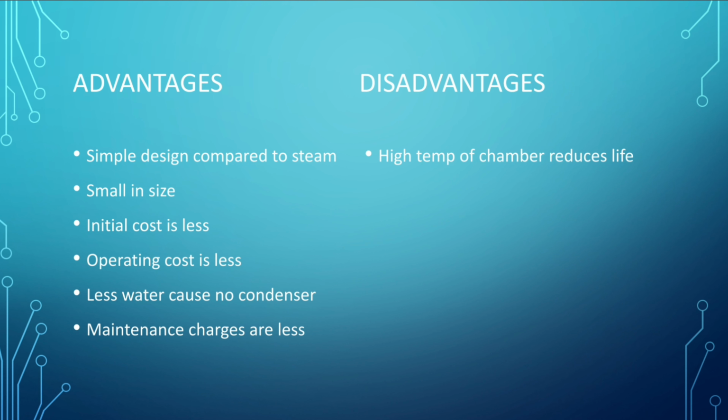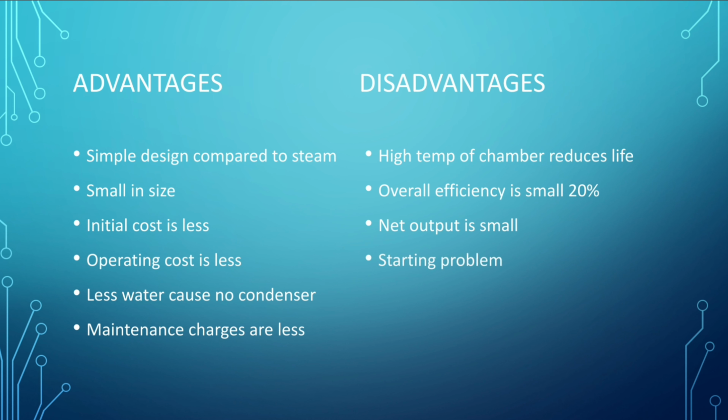Disadvantages of gas power plant. The high temperature of the chamber reduces the life of equipment used in a gas power plant. The overall efficiency is small, and that is due to the heat lost in different equipment of a gas power plant. The overall efficiency is said to be about 20%. The net output is small. And there is a starting problem for the gas power plant.